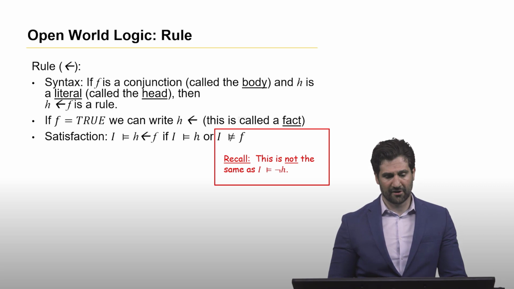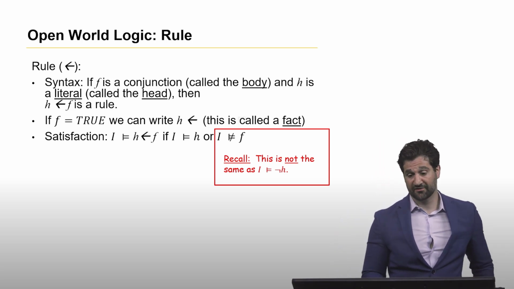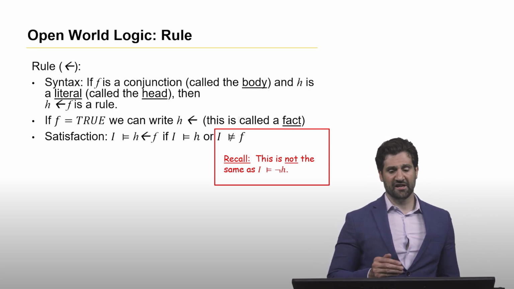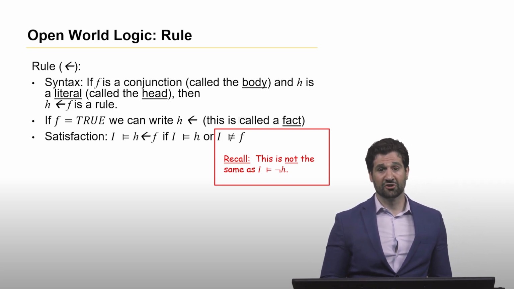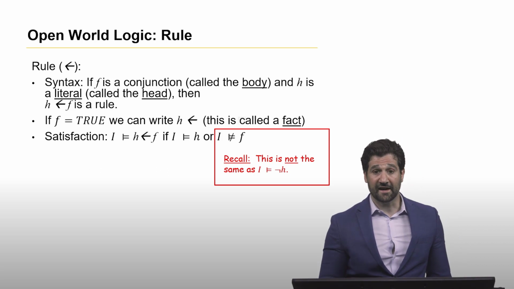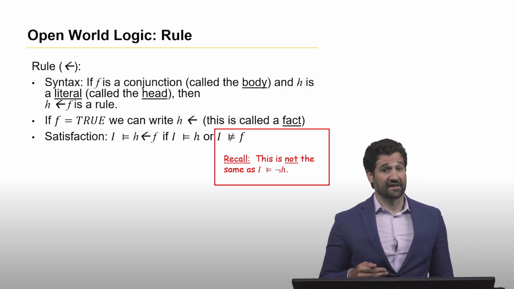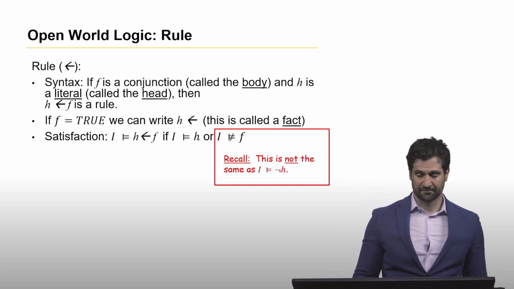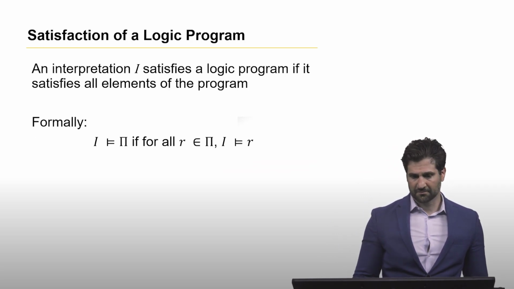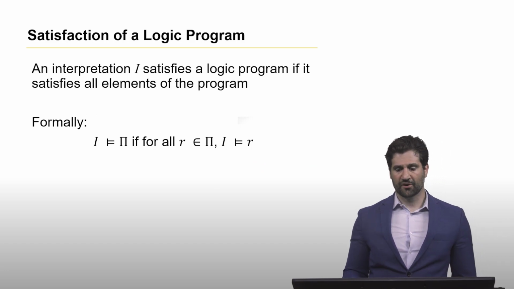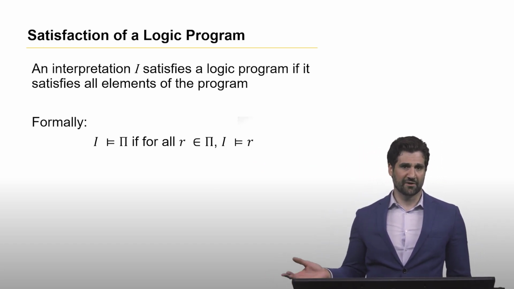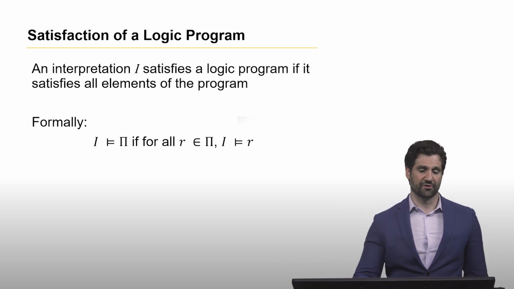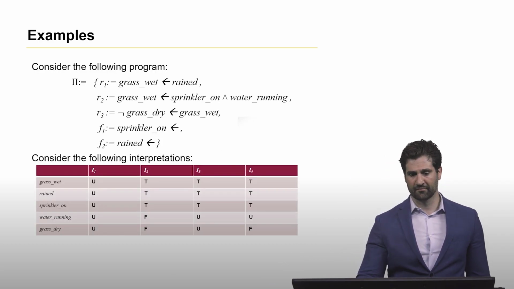And so remember, again, our definition of satisfaction, we're saying I models if F then H, if I models H, or I does not satisfy F. And again, that's not the same as saying I satisfies not F. So for a logic program, it's the same definition of satisfaction. The interpretation must satisfy all the rules in the program to satisfy the program.